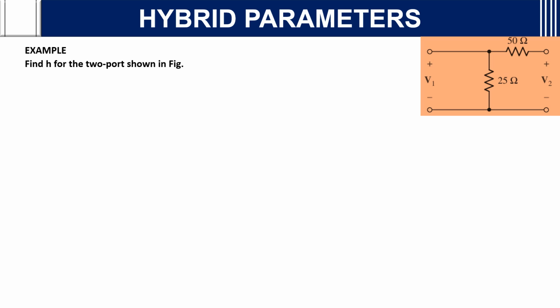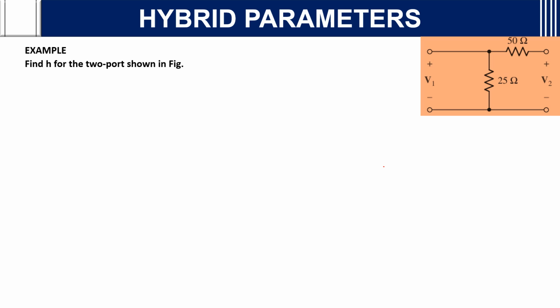Find the H parameters for the two-port shown in the figure. Similar to before. Before, the circuit was arranged in this way, but here they have removed this resistor and brought it here, and the values are different. So we will see how to do it.